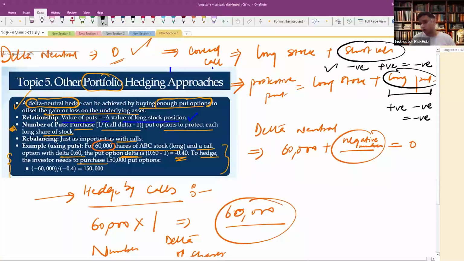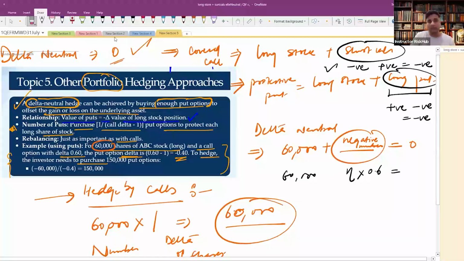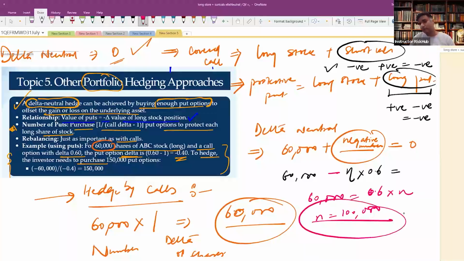I'm doing it by short call. So 60,000 short call, right? Short call means sell call. So let's say N into your call option delta is equal to, and the sign has to be negative, because I want a negative number, minus N. So 60,000 divided by 0.6 into N. N makes it 100,000. So that's one way to get your 100,000 call options.